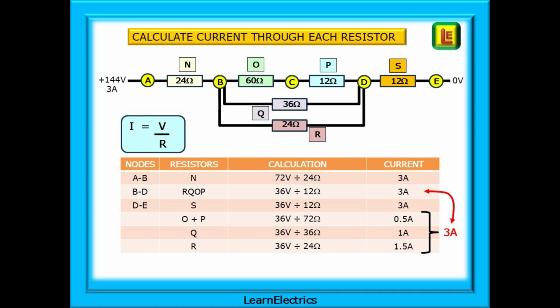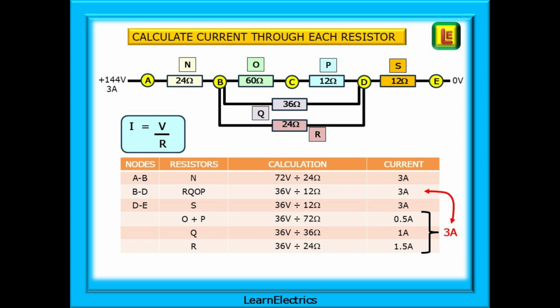So 36 volts divided by 72 ohms is 0.5 amps, half an amp. Resistor Q is 36 volts divided by 36 ohms to give 1 amp of current. And resistor R is 36 volts divided by 24 ohms to give 1.5 amps.